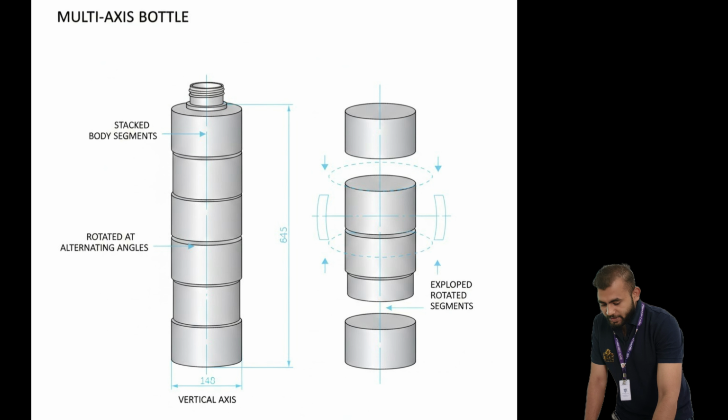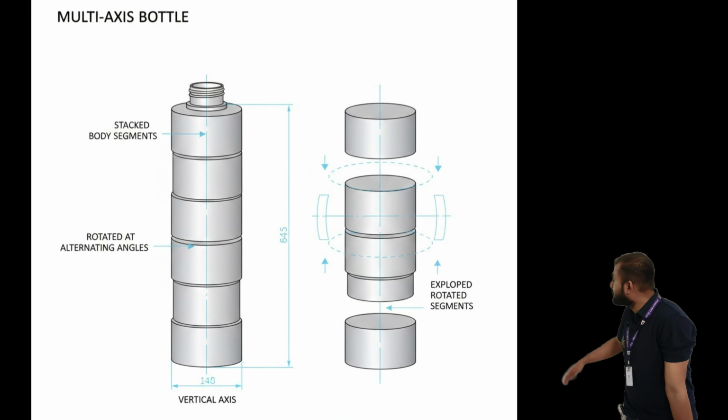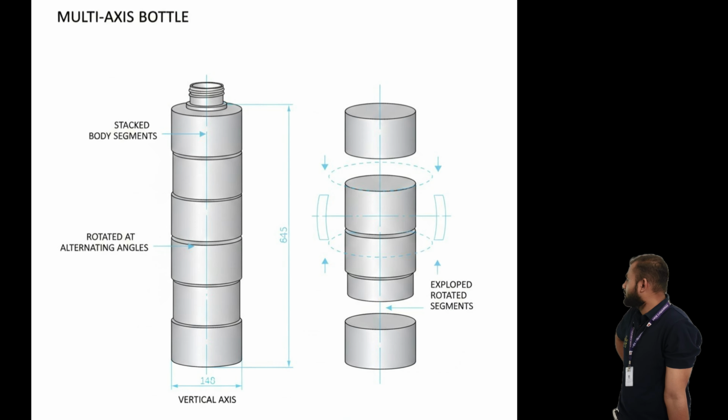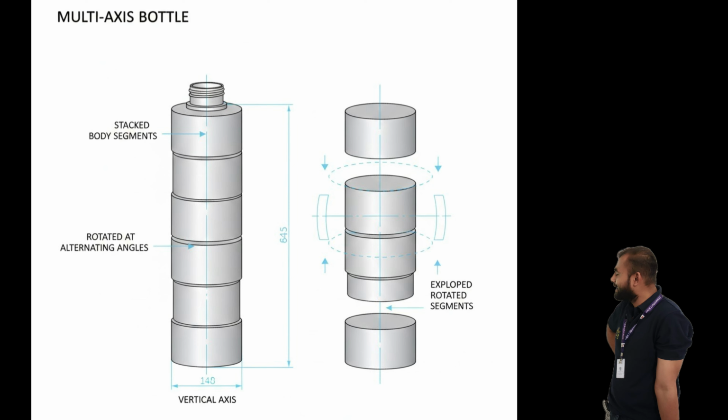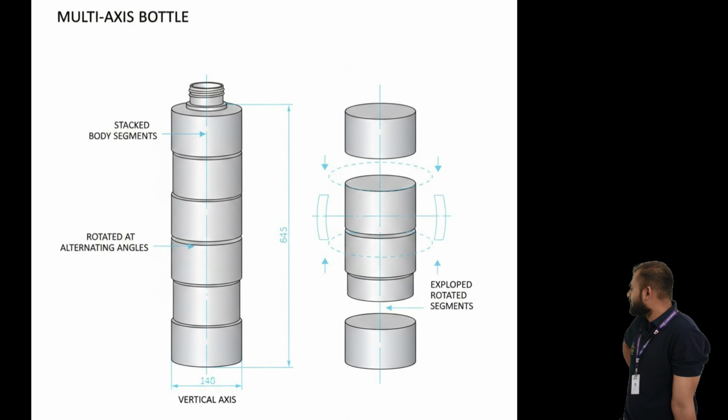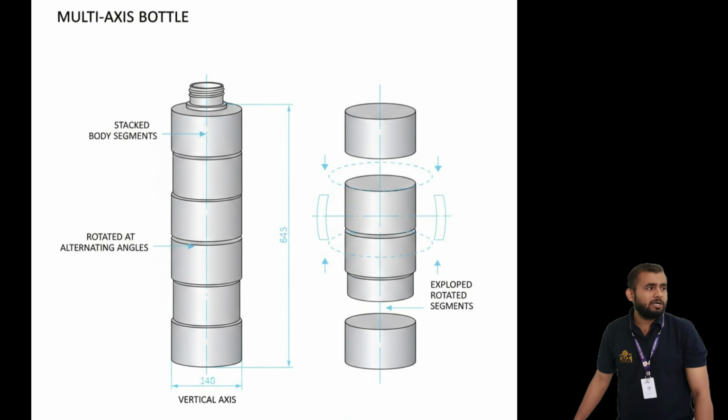This is how we identify the novelties: multiple axis segment bottle body, each body section rotating at a different angle, and distinctive novel linear output shapes, etc. These are my novelties for which I am asking for the patent.